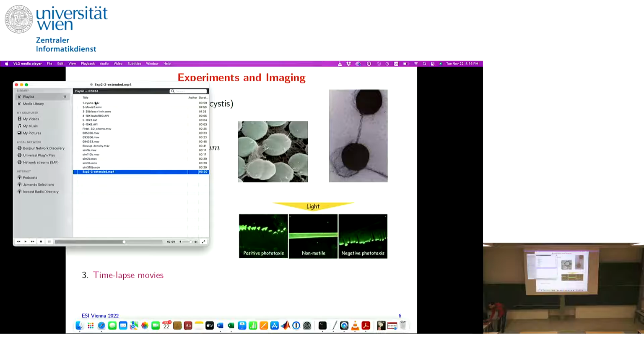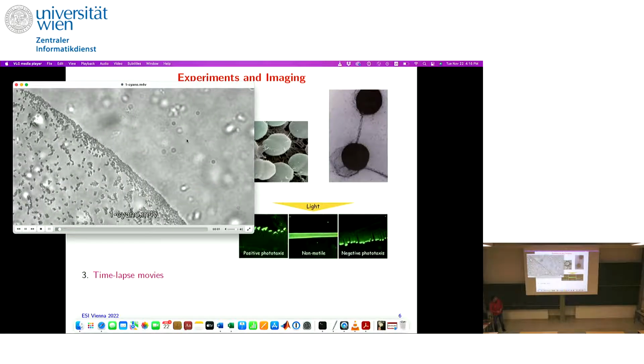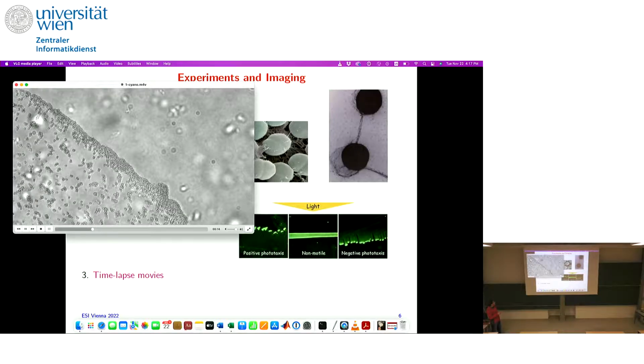So the first movie that I saw when Devaki, my collaborator, approached me, was this one. The light comes from here, and you see the individual bacteria, kind of. And then over time, this is just a wetted surface, and over time, what you see is the emergence of fingering in this direction. So motion starts moving here.